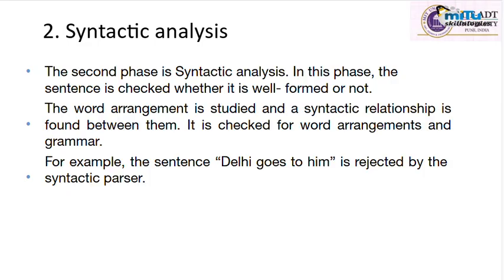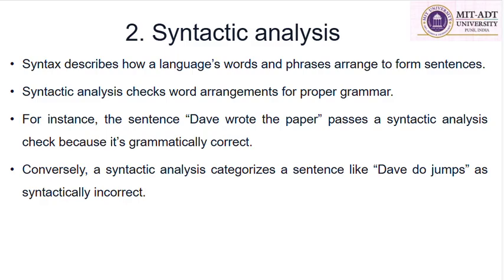In the English language, what sequence do we have? S plus V plus O, subject plus verb plus object. Any statement consisting of subject, verb, and object will be considered grammatically correct. For example, the sentence "They wrote the paper" is grammatically correct. Now consider "Dave do jumps." In this case, "does jump" should be there. "Do" is wrong as per English grammar, so it will be marked syntactically incorrect.